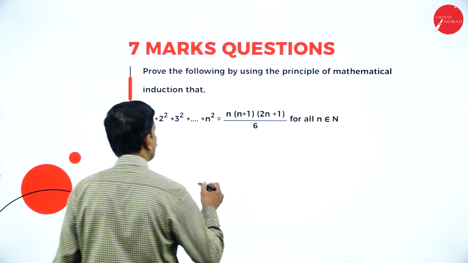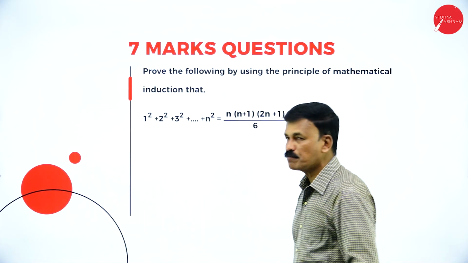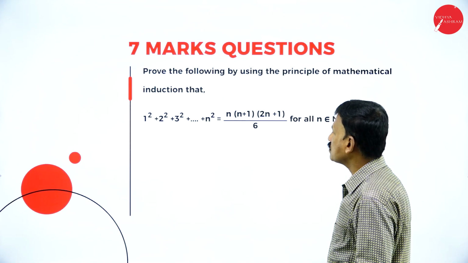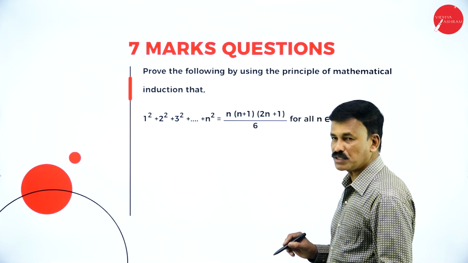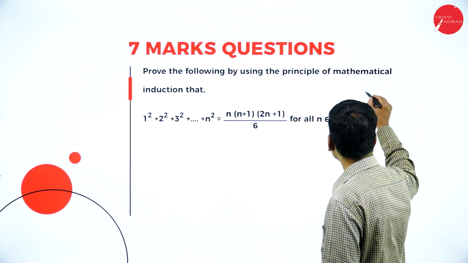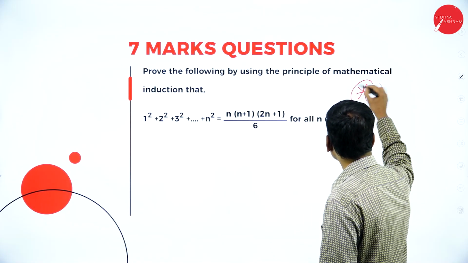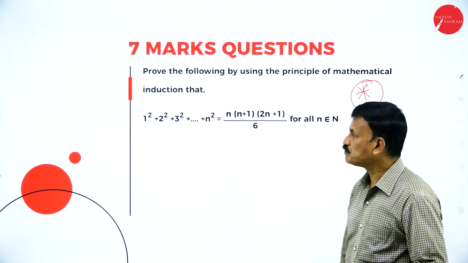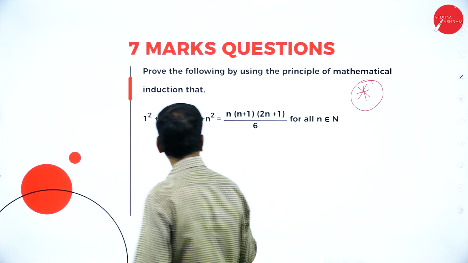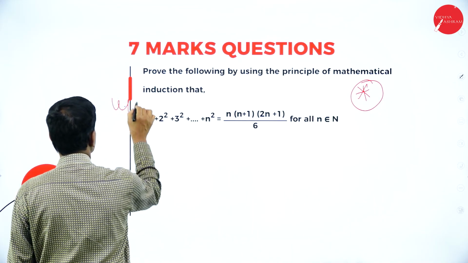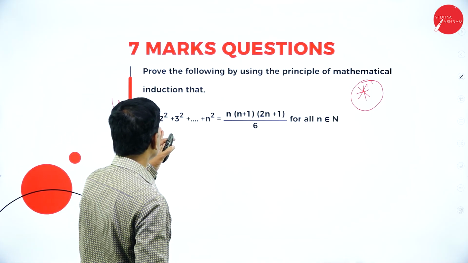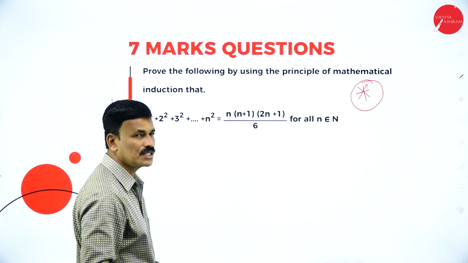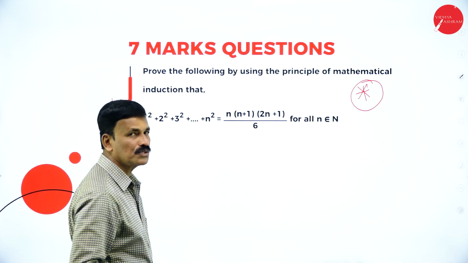Prove by the method of mathematical induction that 1 square plus 2 square plus 3 square plus etcetera n square is equal to n into n plus 1 into 2n plus 1 by 6 for all n belongs to N. So this is an important problem. You may expect this for the examination. Now let us write this as P of n. The given equation can be written as: let P of n be 1 square plus 2 square plus 3 square plus etcetera n square is equal to n into n plus 1 into 2n plus 1 by 6.